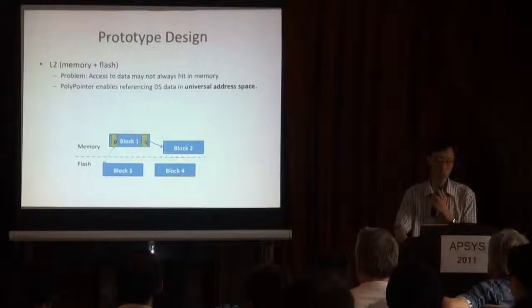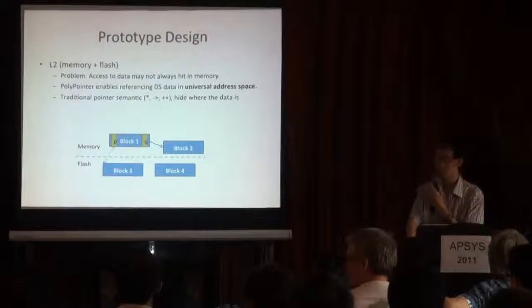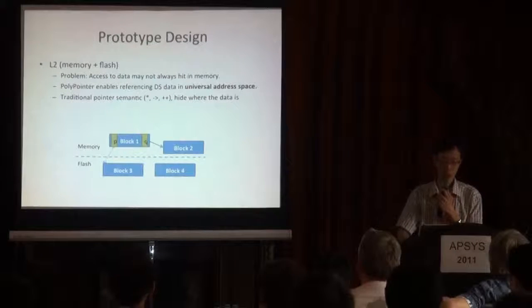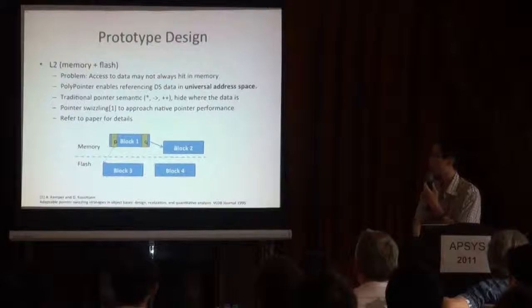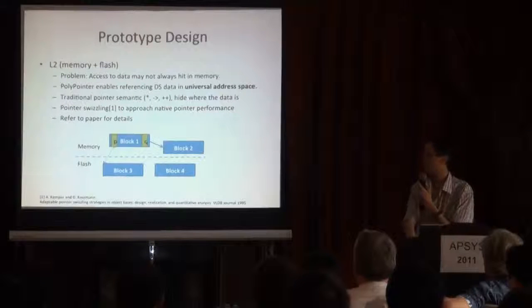Polypointer exports traditional pointer semantics such as the dereference and the self-increment to user, while hiding where the data actually is. We use the pointer swizzling technique to approach native performance. The pointer swizzling technique is sort of complex.